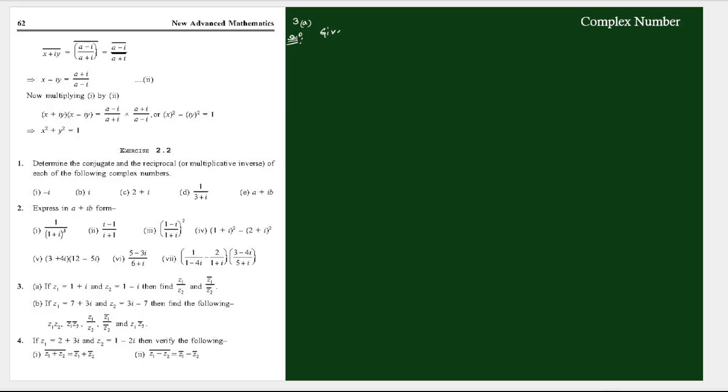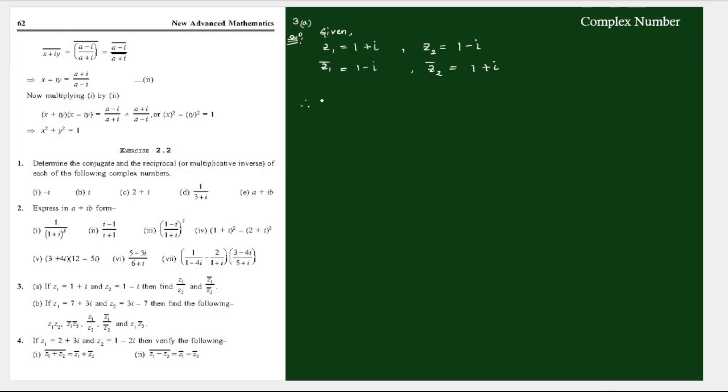So given z1 equal to 1 plus i, and then z2 equal to 1 minus i. Then conjugate of z1 will be how much? 1 minus i, and then conjugate of z2 will be 1 plus i. So now we will find out z1 divided by z2.